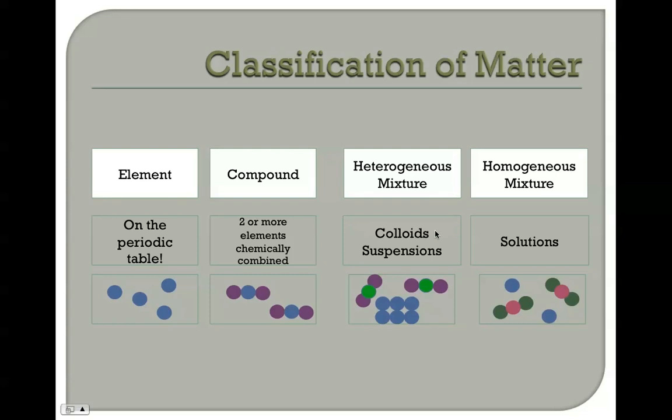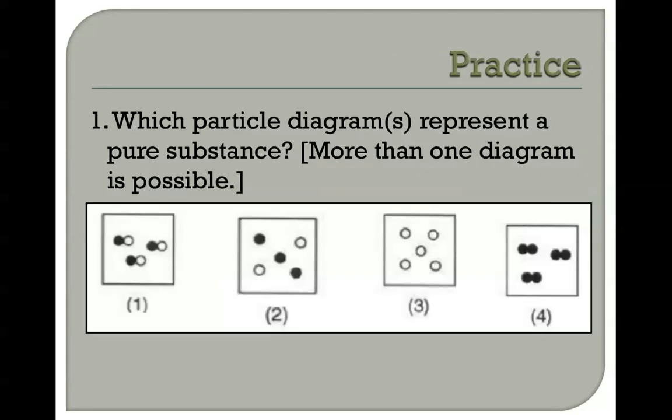Heterogeneous mixture, in class we talked a little bit about colloids and suspensions. Here they're going to be clumped together so that we would see the different types of particles within the mixture. And then a homogeneous mixture, or also called a solution, is going to be evenly dispersed. So even though we have two different types of particles, they're evenly dispersed within the sample. Alright, so that was just a quick little review, so go through these two particle diagrams. You might want to pause it for a minute, try them out, and then check your answers.